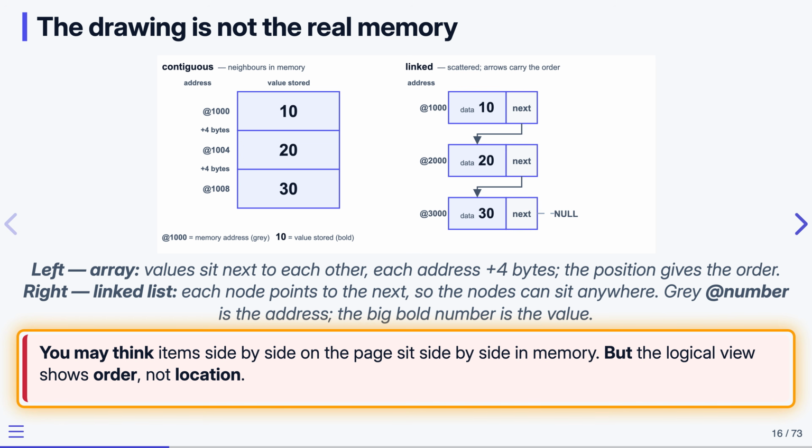So this is the lesson. Nearness on the page is not a promise about addresses. The drawing spaces items out to show order, not location. Before you do address arithmetic, check that the layout is contiguous. For a linked layout, follow the stored next address instead. Never just assume that neighbors on the page are neighbors in memory.